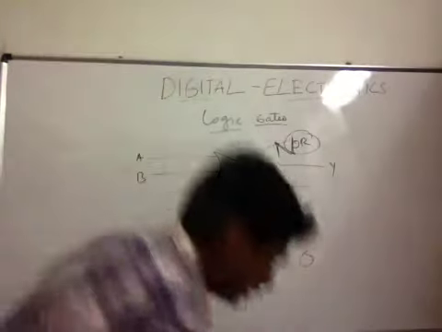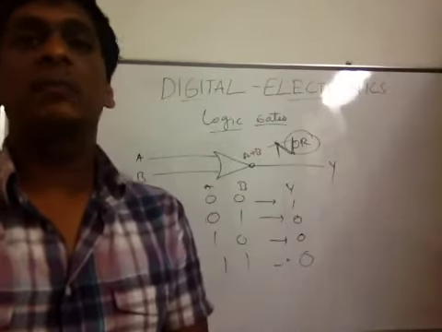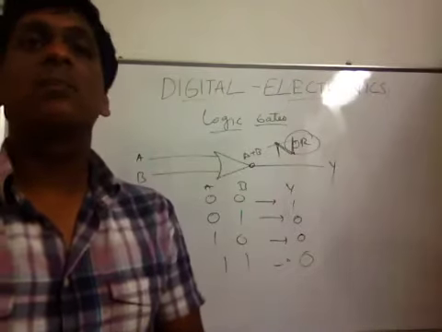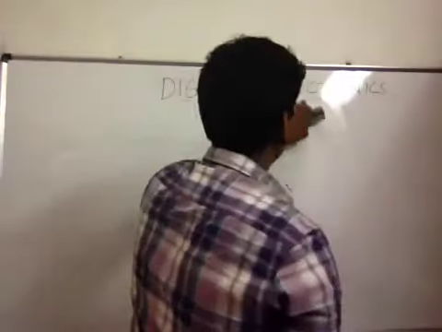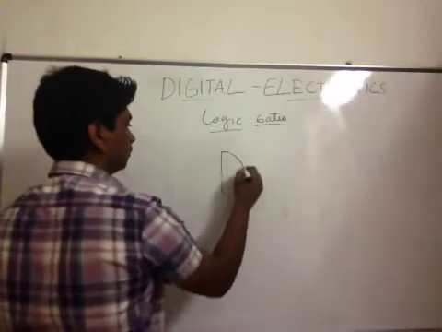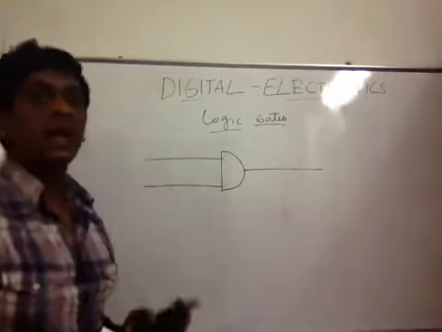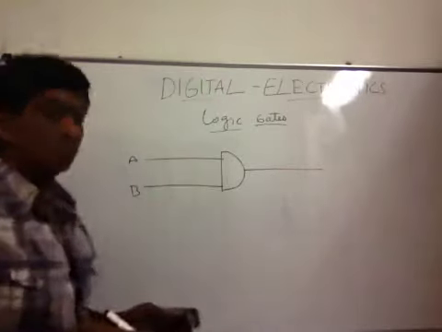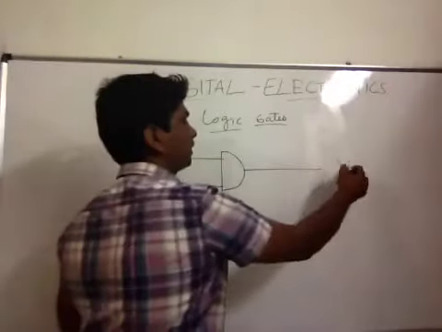The next gate we look at is the AND gate. The AND gate is pretty important, and it depicts multiplication, product. AND gate looks something like this. This is the AND gate. In this also I'll take just two inputs for simplicity's sake, and the output I'll call Y.